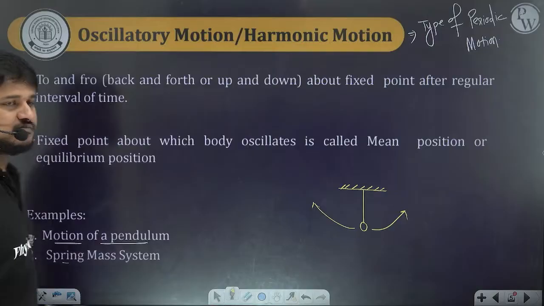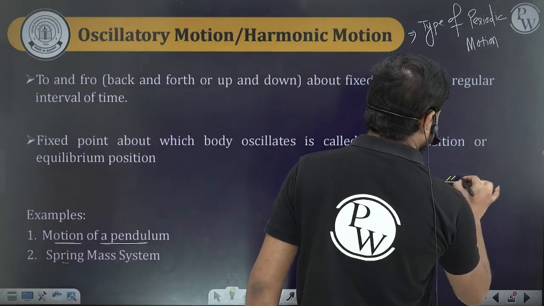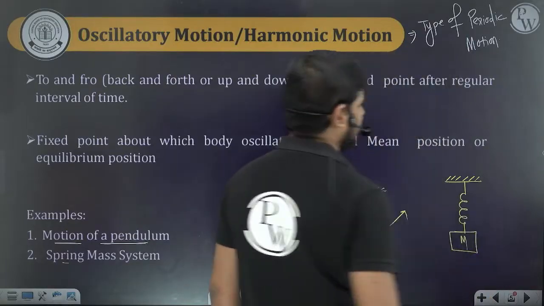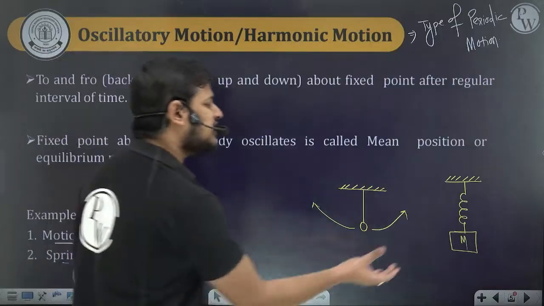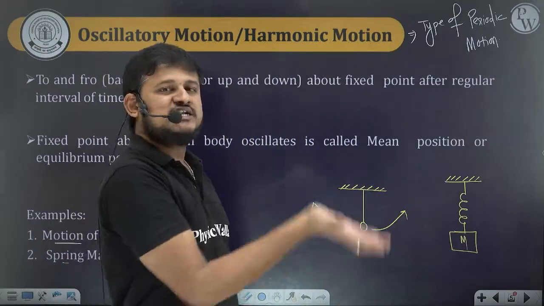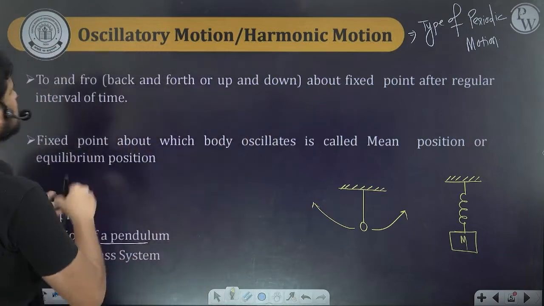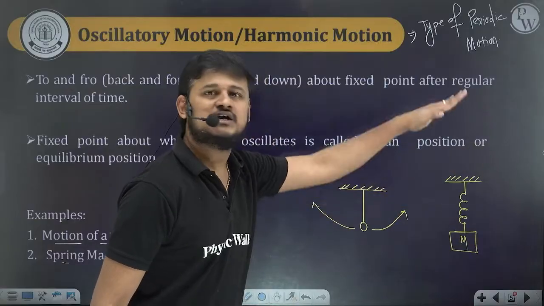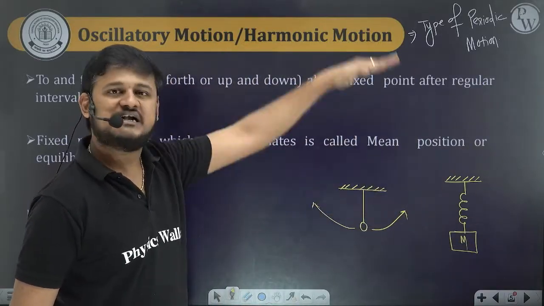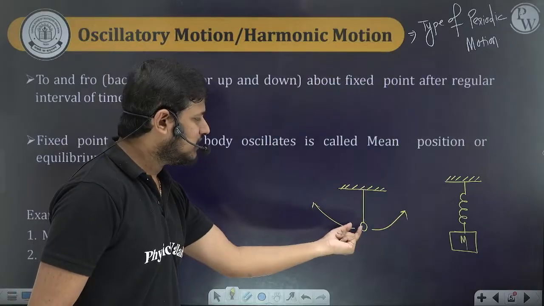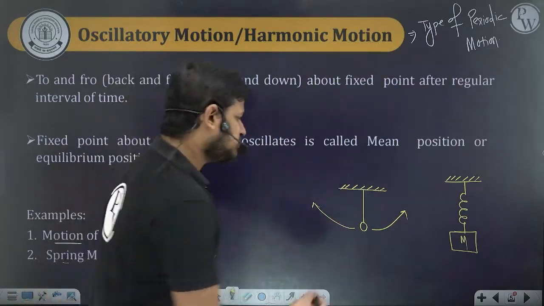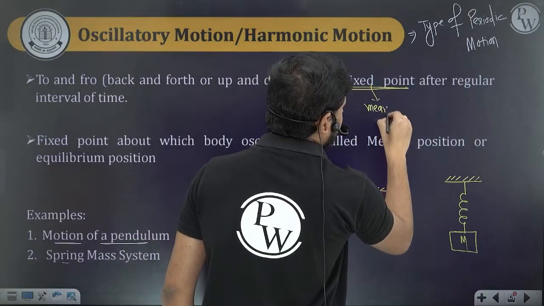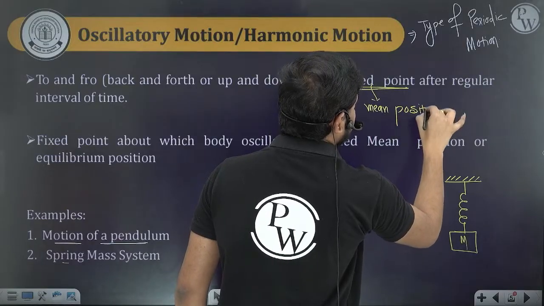In the spring mass system, let's say you have attached a block of mass m to the spring. Now you release it from rest. What it does is oscillate back and forth, or up and down, about a fixed point. About that point it oscillates up and down, like that. That fixed point is called the mean position.